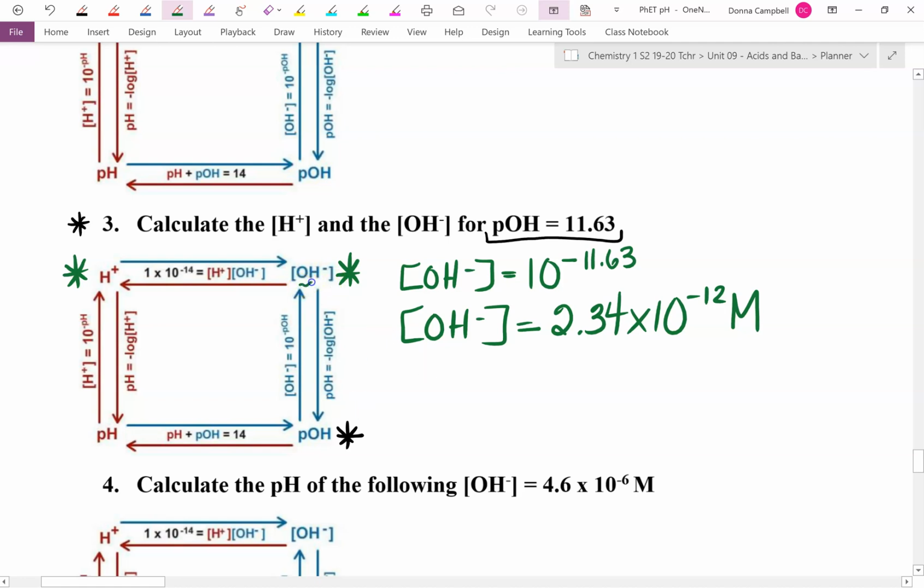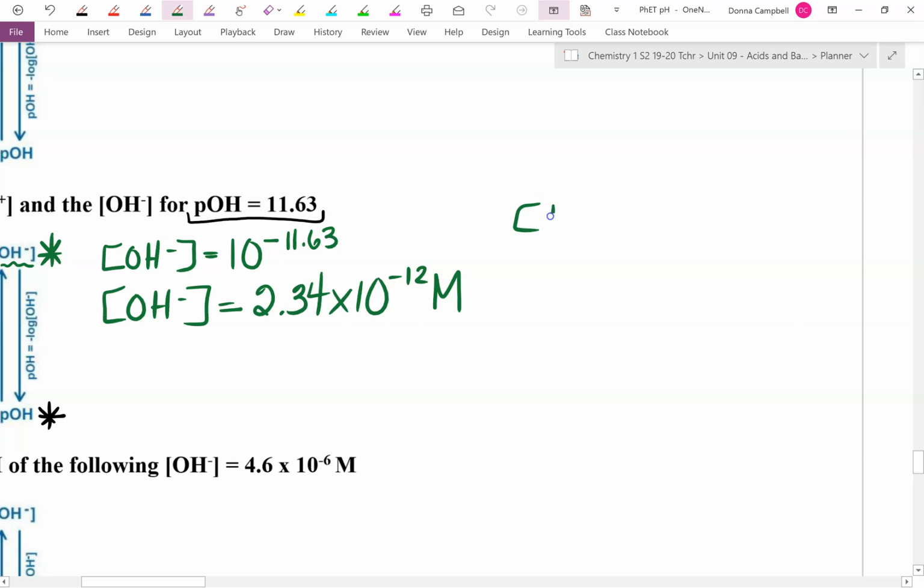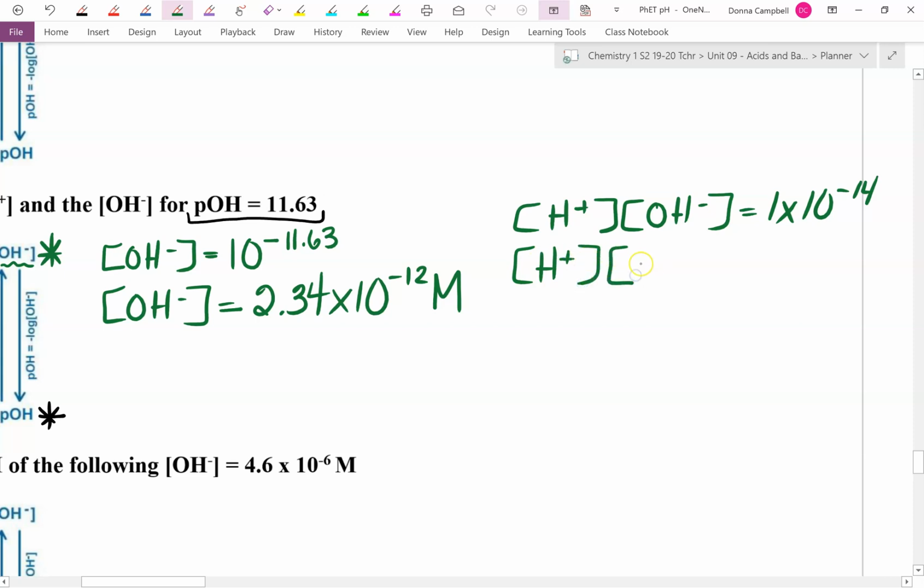Now, I'm already up here. I can go one more step by just using this equation right here. Unfortunately, a lot of people are like, oh, well, I need to go another route and go the long way. You don't have to. One more step. So, you know the H pluses times the OH minuses are equal to 1 times 10 to the negative 14. Well, you're looking for the H pluses. You've got the OH minuses, so 2.34 times 10 to the negative 12.